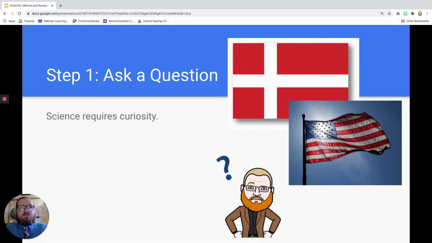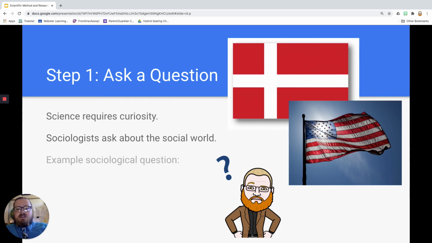In this process, our first step is to ask a question, and that requires curiosity. To be a scientist of any kind, you must be curious. And sociologists direct their curiosity and their questions to the social world. This example question to follow is going to be what guides the rest of our look at the scientific method and later research design in sociology. And that question is this: why are Danes happier than Americans?